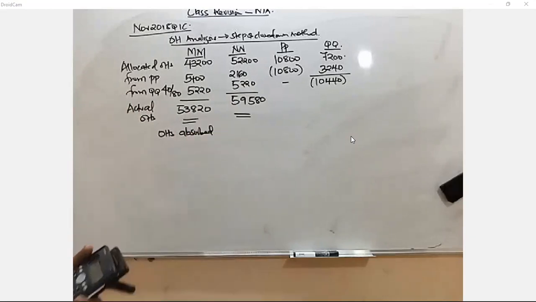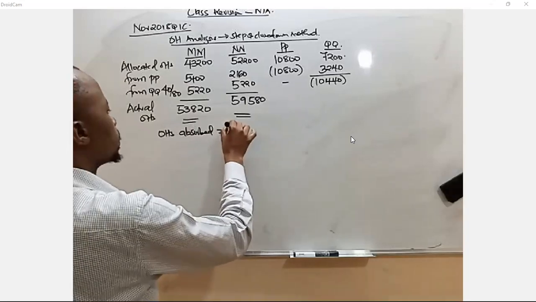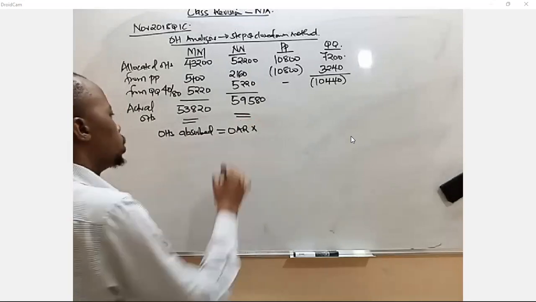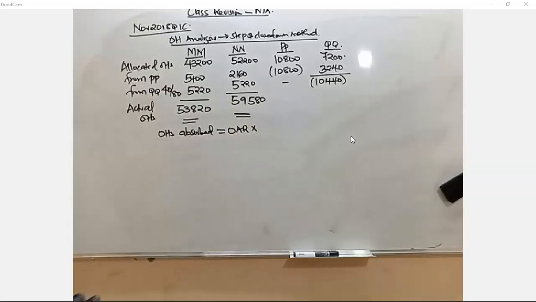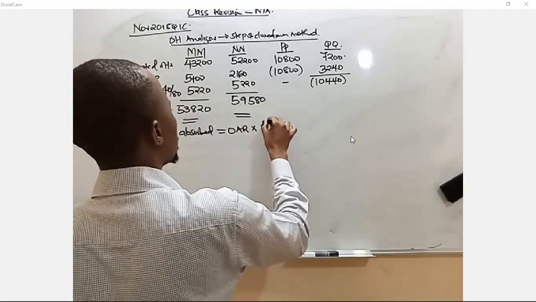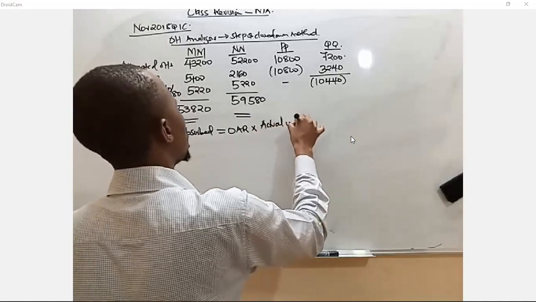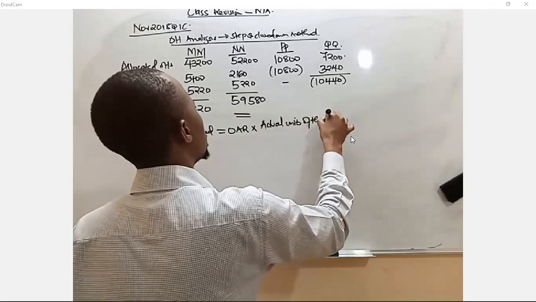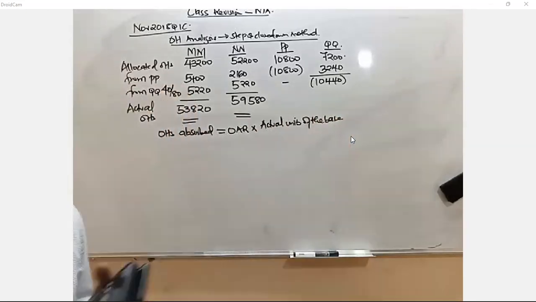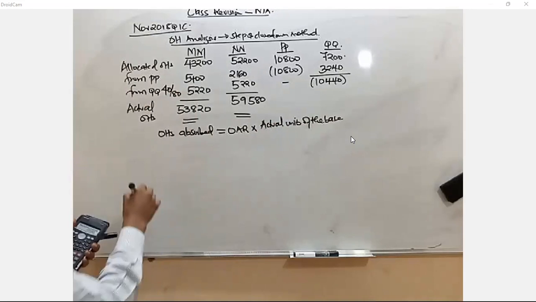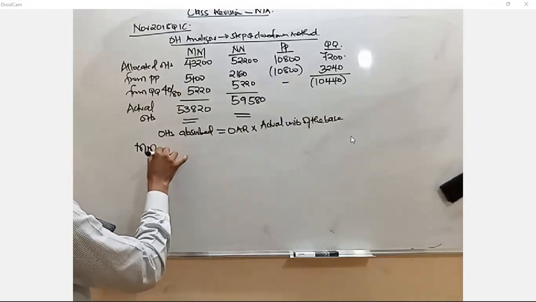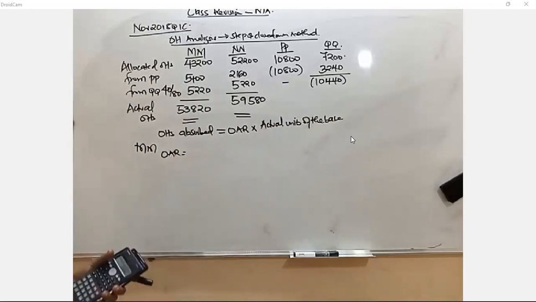Let us look at the overhead absorbed. To get the overhead absorbed, we normally take the overhead absorption rate and multiply it by the actual unit of the base. So the biggest question will be: do we have the overhead absorption rate? We say no. So let us start with MM to get the overhead absorption rate. Let us take the total budgeted overheads. So what is our total budgeted overheads?